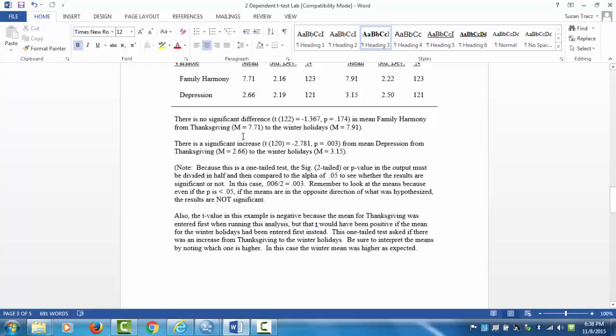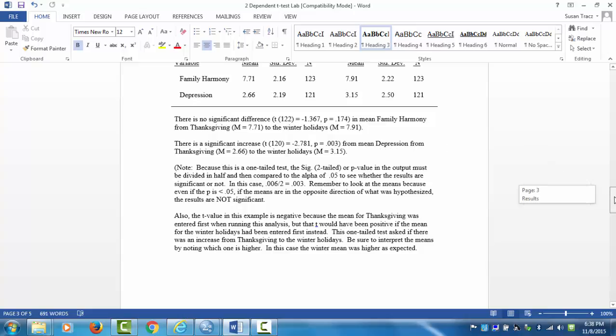In mean family harmony from Thanksgiving, where the mean was 7.71, to the winter holidays, where the mean was 7.91. So notice this is only 0.2 of a point difference. It's not very different. So it makes sense to say there's no significant difference because these means on family harmony are very, very similar. So let's go and look at our next result, which is for depression.